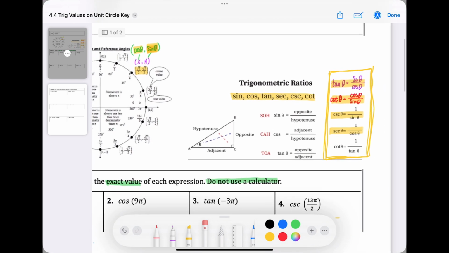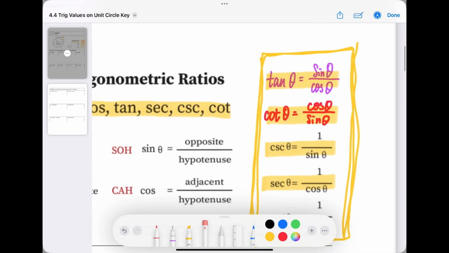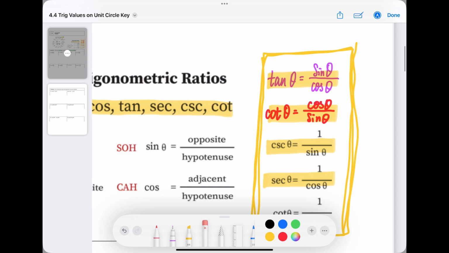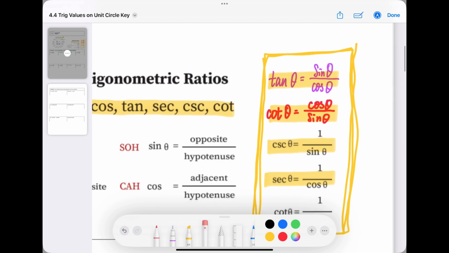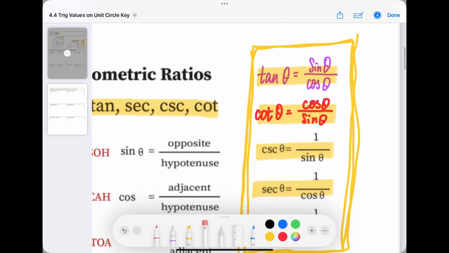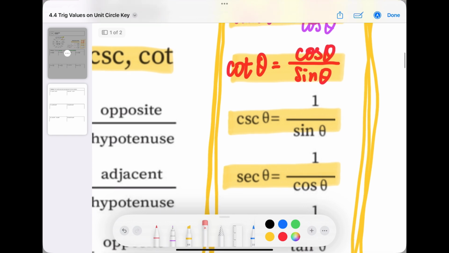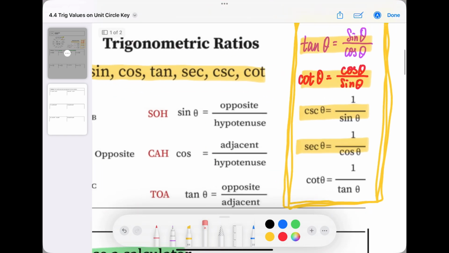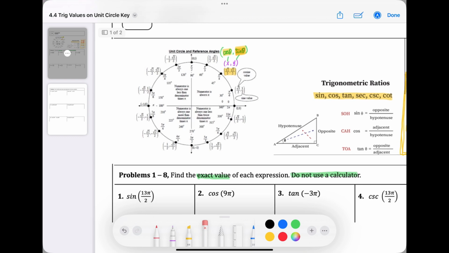Now, we talk about the trig ratio. There are total 6: sine, cosine, tangent, secant, cosecant, and cotangent. I mentioned about that. Please remember, tangent is equal to sine over cosine. So the cotangent, the reciprocal, will be the upside down. So cotangent equal to cosine over sine. And cosecant is equal to 1 over sine, and secant is equal to 1 over cosine. So this is everything we need, okay?